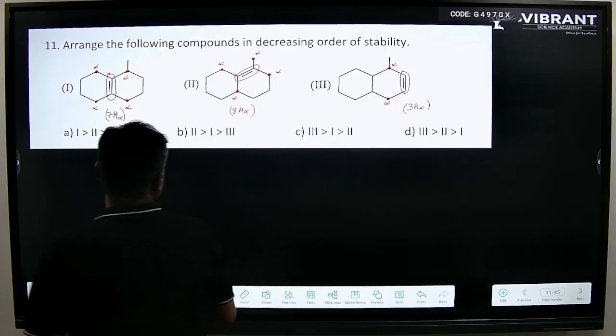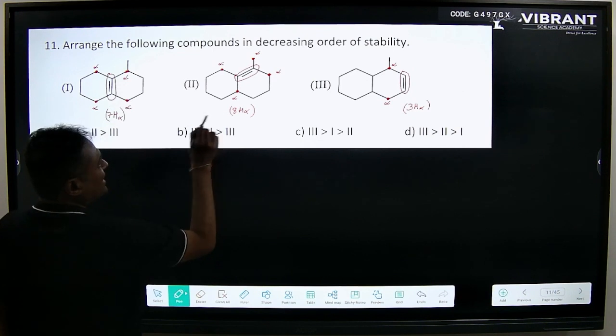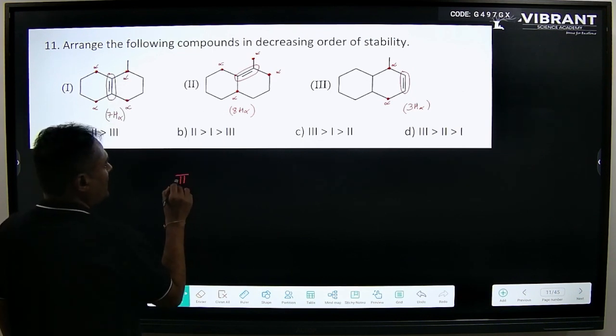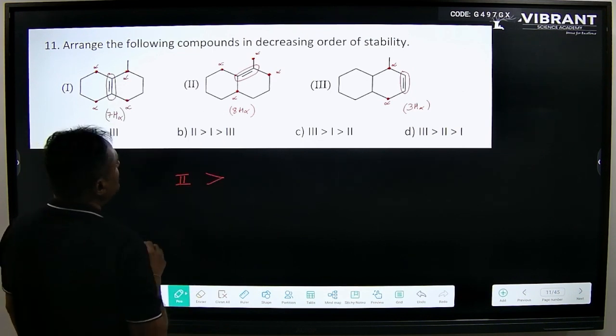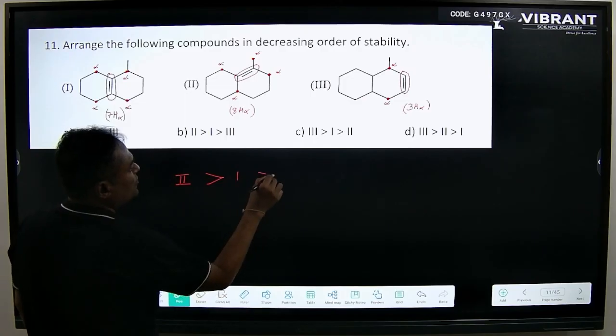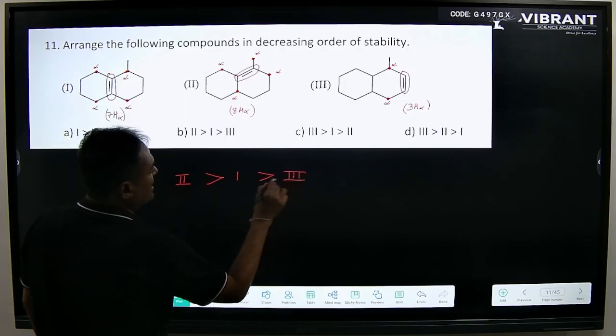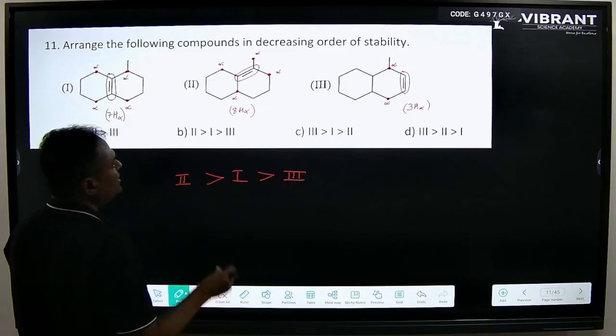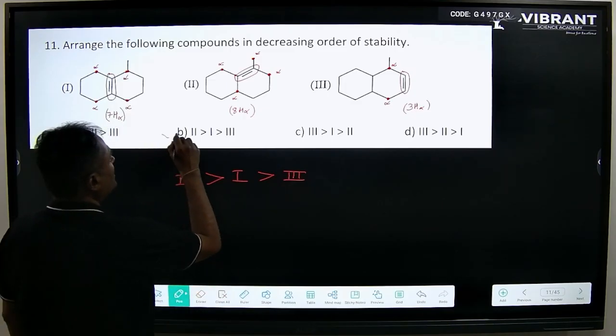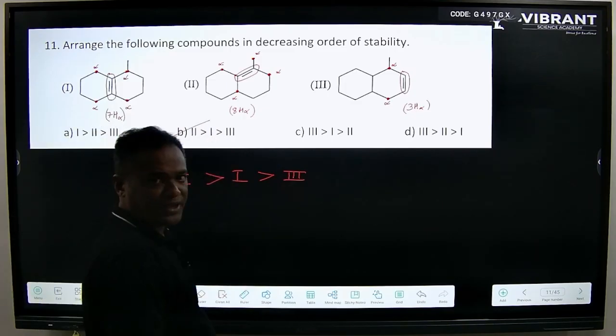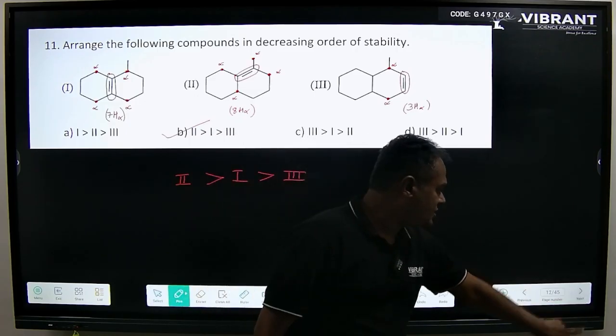So, in this case, your second example has to be more stable than the first one. The first has to be more stable than the third one. So, your correct answer in this example has to be option B. I hope this is clear, child. Yes. Let us proceed with the next question.